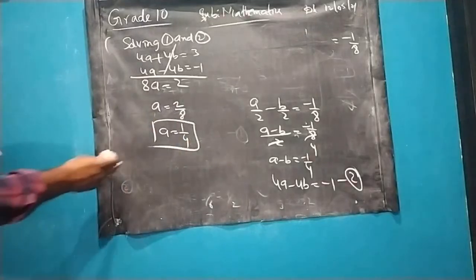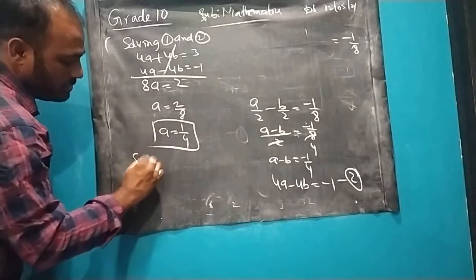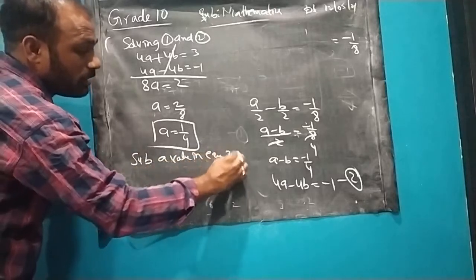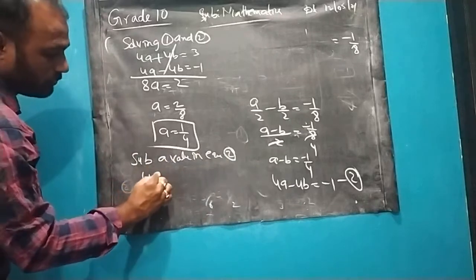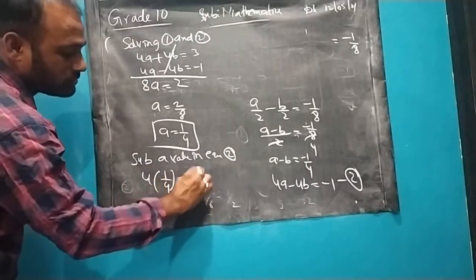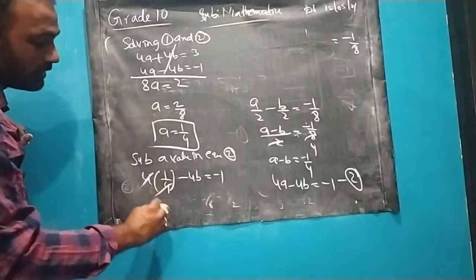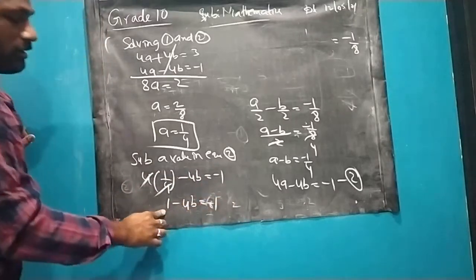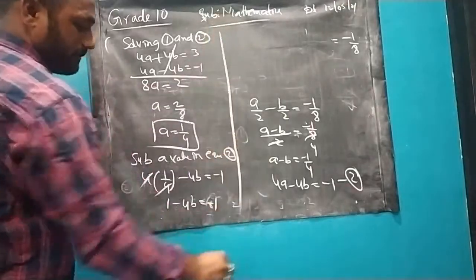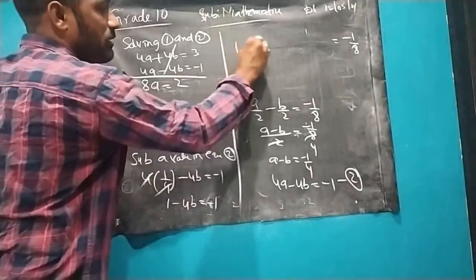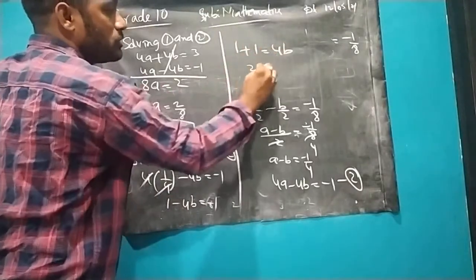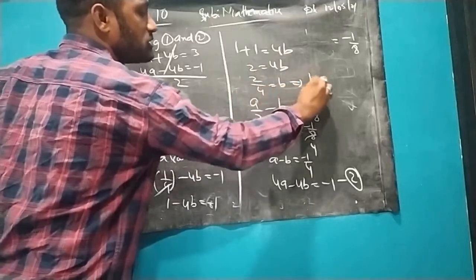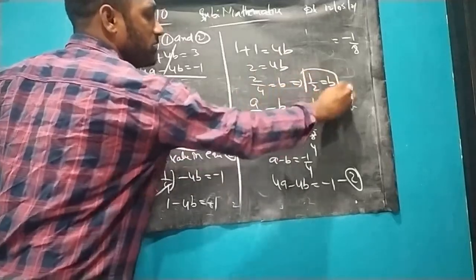So after getting the a value, we will substitute in first or second equation. Substitute a value in equation 2. Let us substitute. So 4 into 1 by 4 minus 4b is equal to minus 1. 4 gets cancelled. 1 minus 4b is minus 1. So minus 1 coming this side, it will become 1 plus 1 is equal to 4b. 2 is equal to 4b. 2 by 4 is equal to b. That implies 1 by 2 is equal to b. This is b value. That is a value.